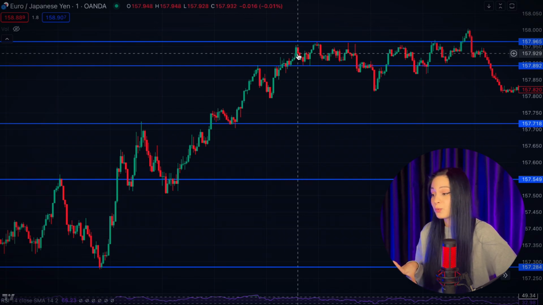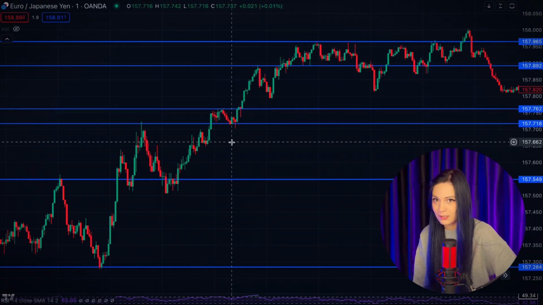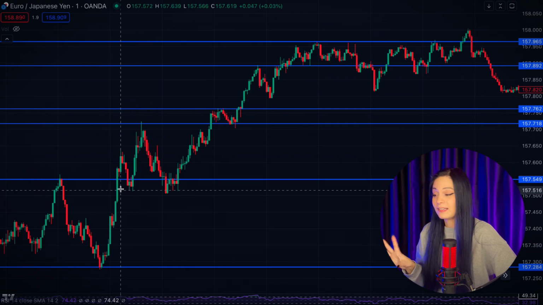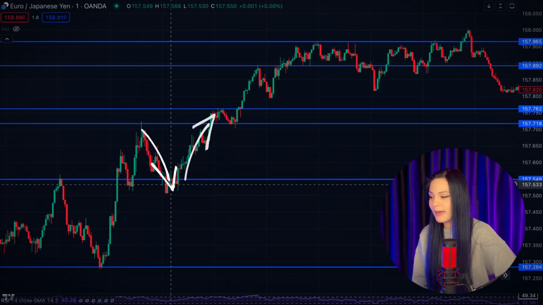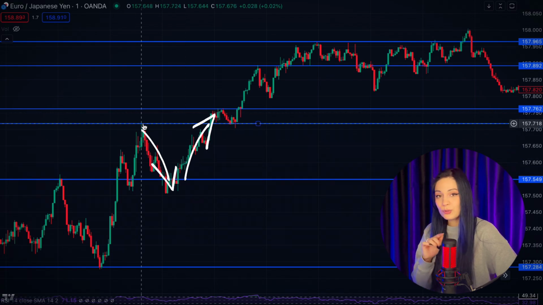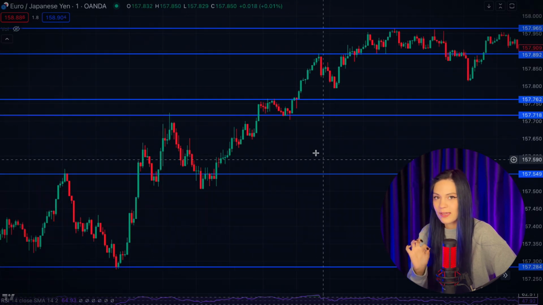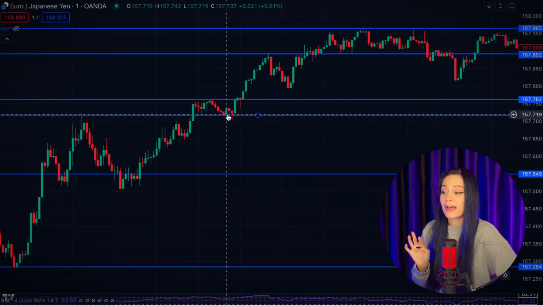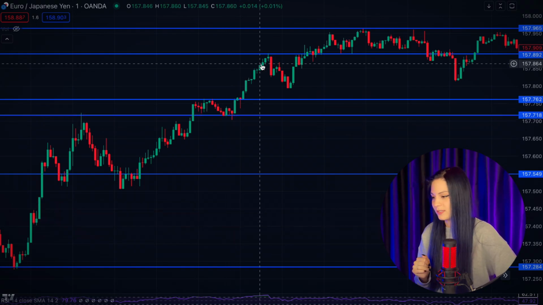In this uptrend, we have one royal pullback, but we skipped one additional level. Oopsie. But the royal pullback is located right here. The price went to this key level, then it went back, went through that level that it reached before, went back down again, but didn't break through it, right? And after this, the price rapidly started rising up, as you can see.